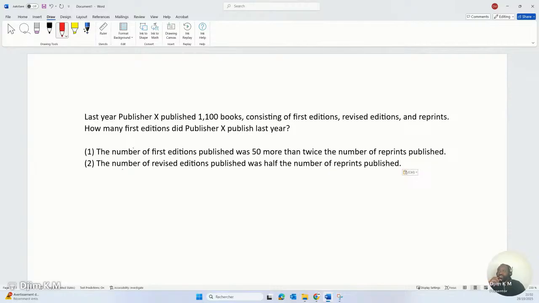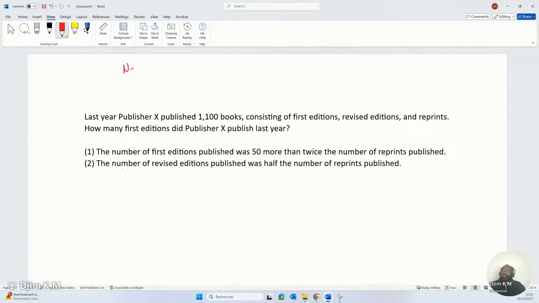Last year, publisher X published 1,100 books consisting of first editions, revised editions, and reprints. How many first editions did publisher X publish last year?